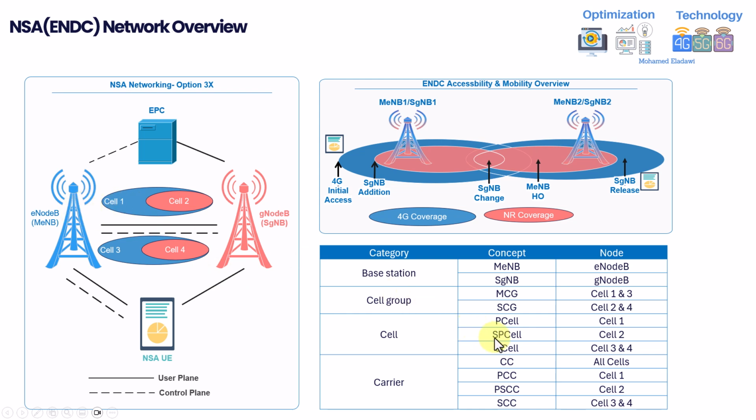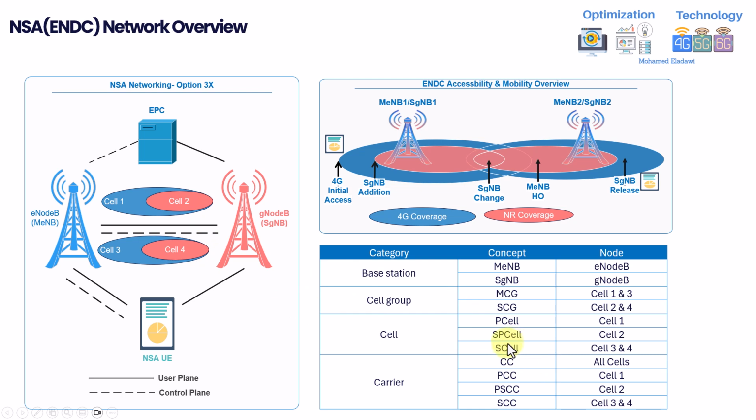Then you will have this secondary primary cell. Sometimes you call it primary secondary cell. But just keep this in mind, because in the signaling RRC configuration, for example, any RRC configuration related to the 4G, you will find this called SPCell. So this means this configuration being delivered is related to the gNB. So the SPCell, which is the secondary primary cell, is cell 2.